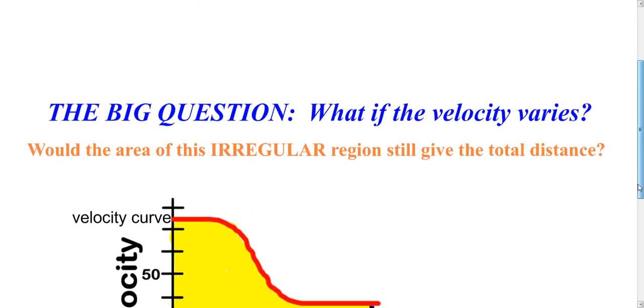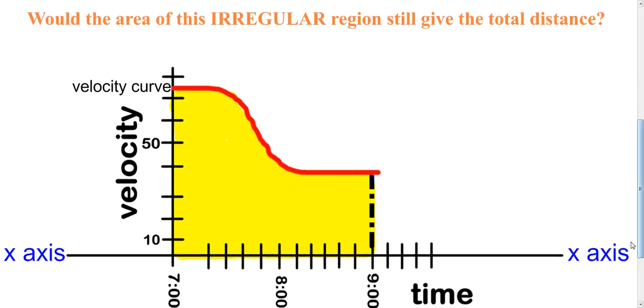However, what if the velocity varies? So what if the train goes 75 miles an hour for a while, and then it slows down, slows down, slows down, so it's just like coasting, and then it goes at this speed for a while. Now the area in that yellow region underneath that curve is not a rectangle. And right now you have no way to find the area of that region. It's not a shape that you recognize. It's not a trapezoid. It's not a triangle. It's not anything. And you have no way to find the area of it.